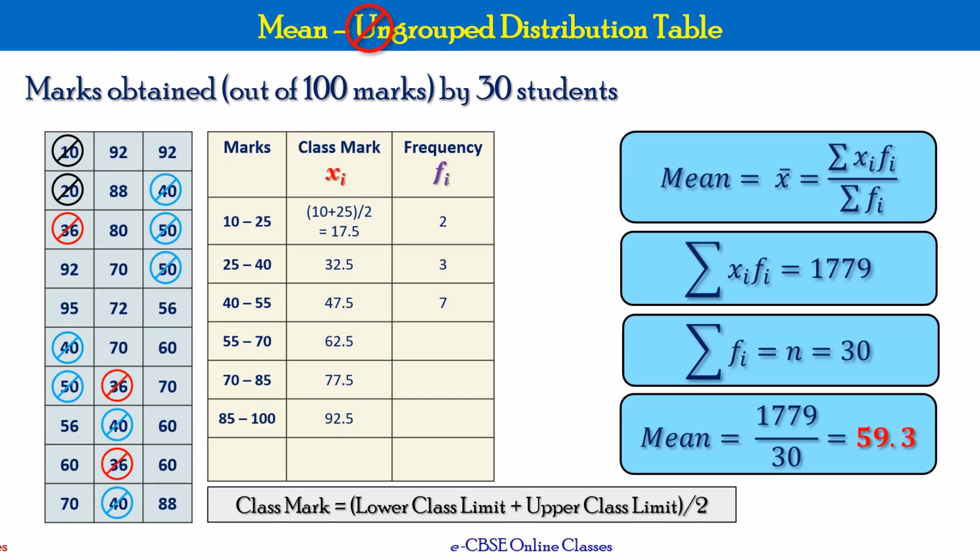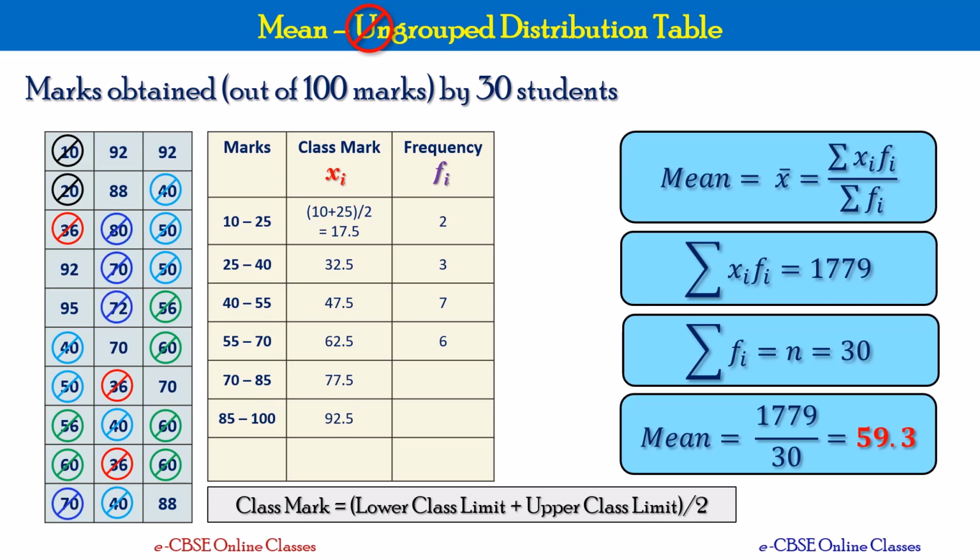Okay, now next class is 55 to 70. Let's count what are the values that are there. 1, 2, 3, 4, 5, 6. So there are 6 values in the class of 55 to 70. Next class is 70 to 85. Let's see how many are there. 1, 2, 3, 4, 5, 6. 6 values. Again, the class of 85 to 100. All the remaining values are in the class of 85 to 100. 1, 2, 3, 4, 5, 6.